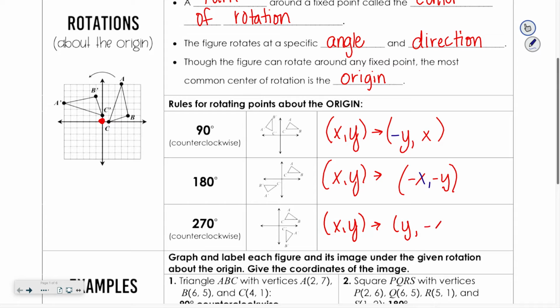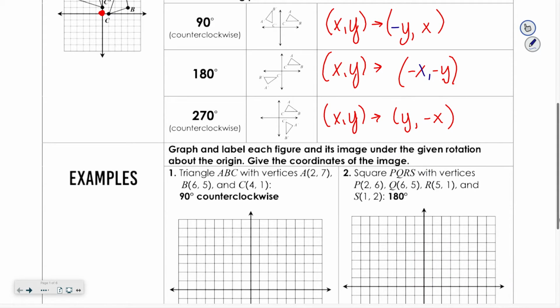Now, some people just choose to memorize those three. It just helps me to remember every time I go 90 degrees, switch their order, change the sign of what lands first. So 360 should get me back to what? (x, y). Which is back where I started. All right, so for a rotation, all you're going to do is graph it, look at whatever direction and degree they're sending you in, and change your ordered pairs.